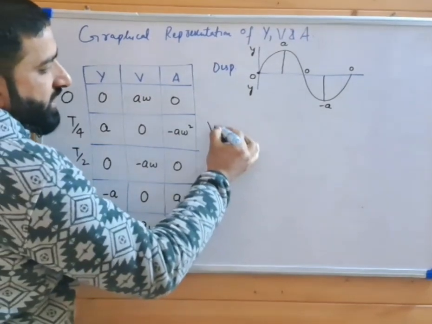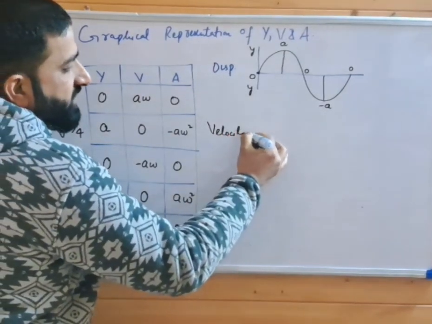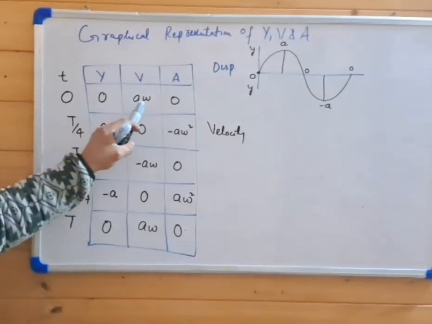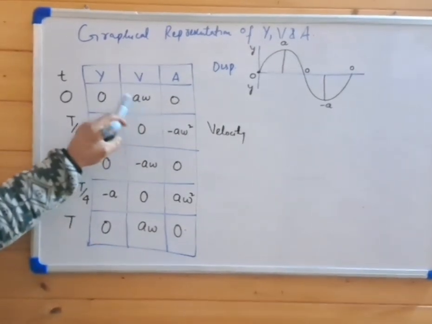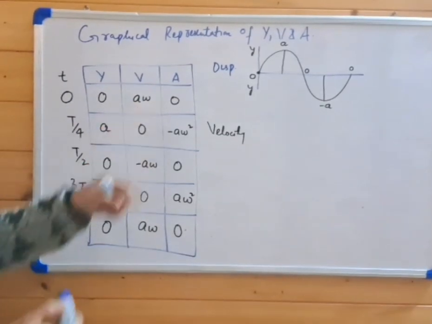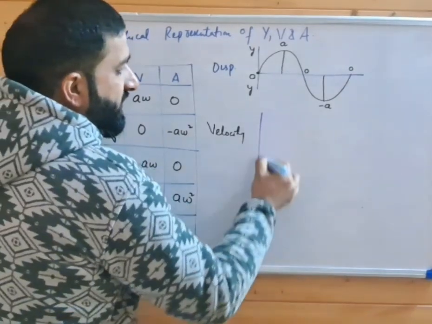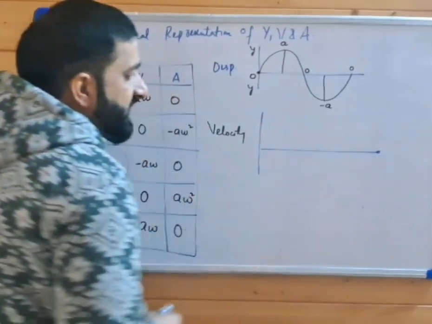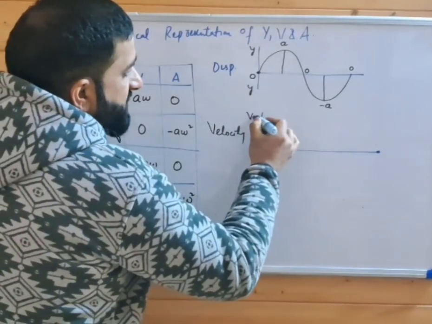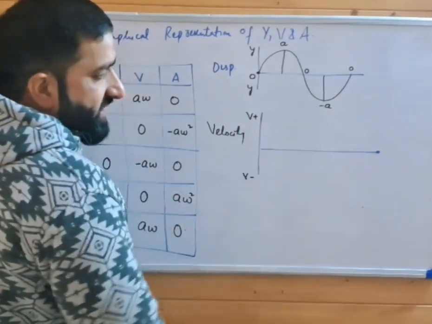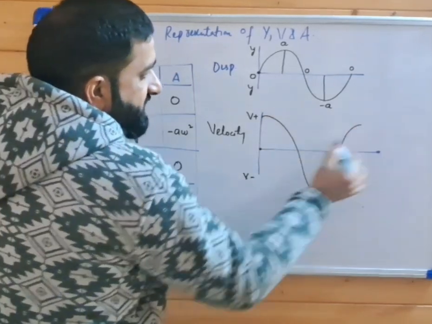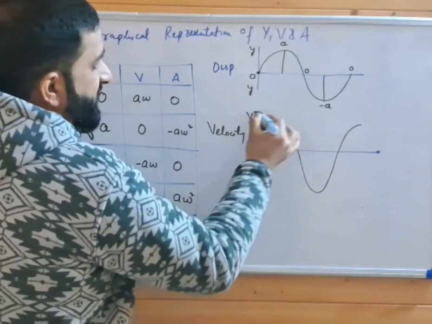Now plotting the graph of the velocity, as seen it has got a maximum value at t is equal to 0. That means it is a cos function. So if it is a cos function, it means it starts from the maximum value. That means when we plot a graph of the velocity, it starts from the maximum value. Let this be velocity plus and that be velocity minus. It starts from the maximum value at t is equal to 0. So the graph is like this. This is the maximum value, that is a omega.